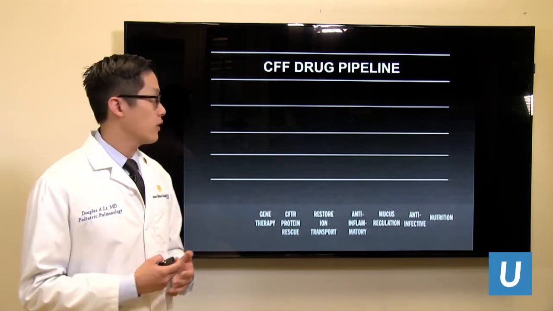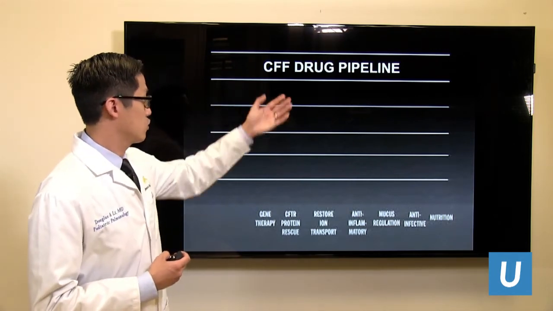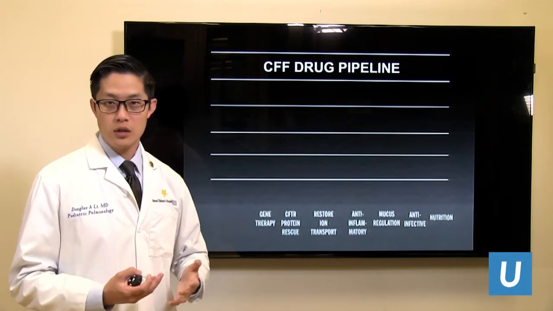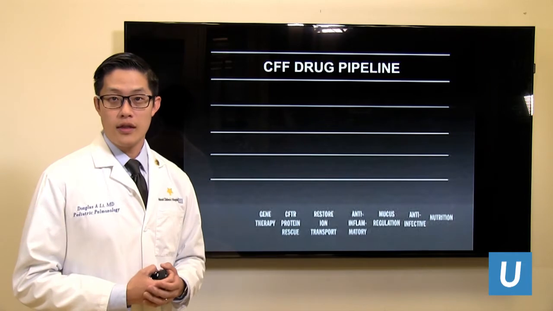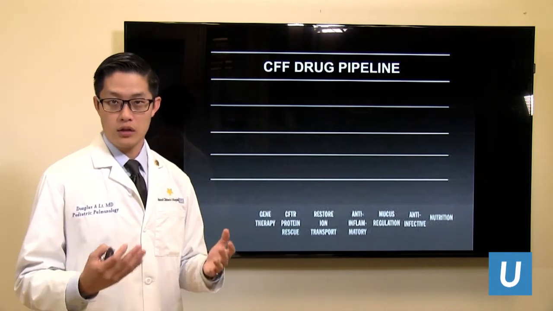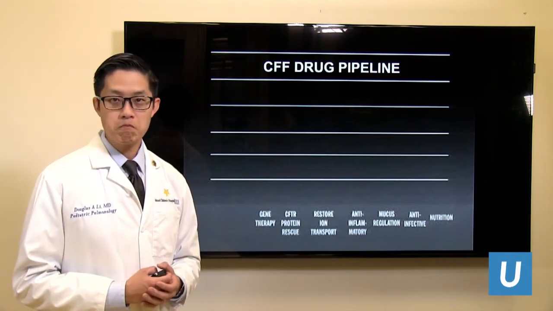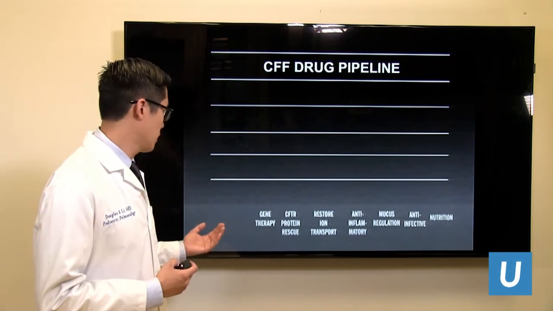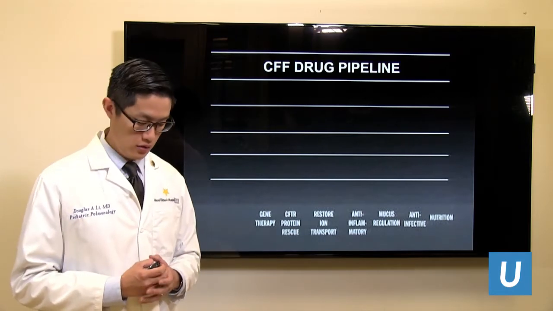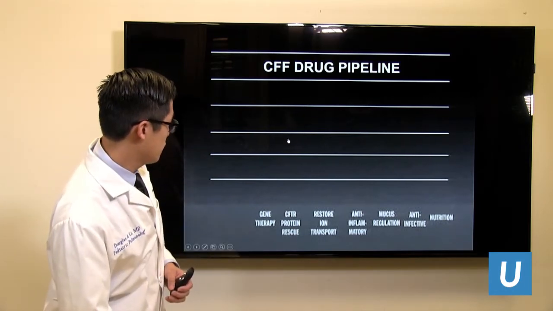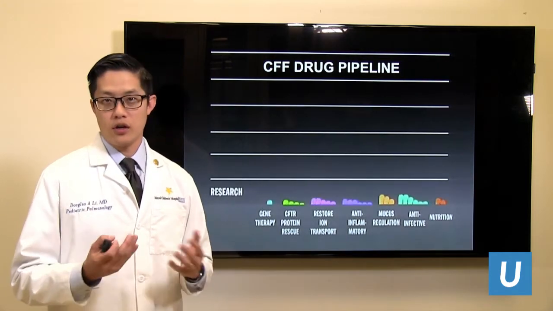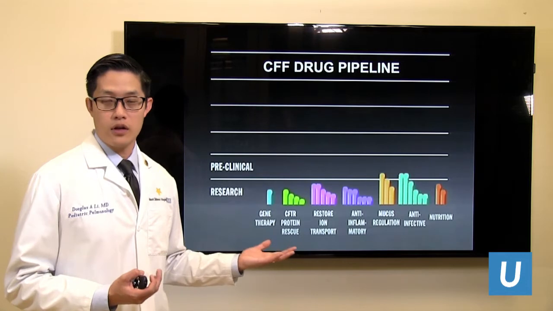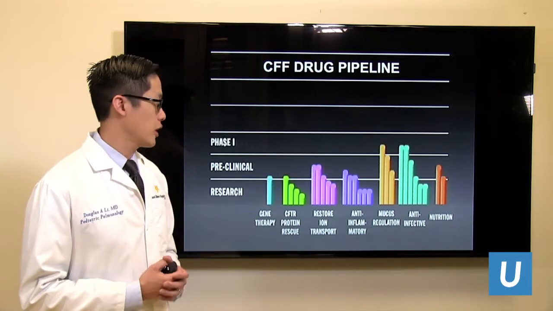I've depicted here the CF Foundation drug pipeline. This concept was developed to show you that there are multiple drugs that were, through research and clinical trials, brought to your doorstep. There are multiple classes of medications, and as I start this video you'll see various drugs in each class moving through the various stages of FDA development to reach your doorstep.